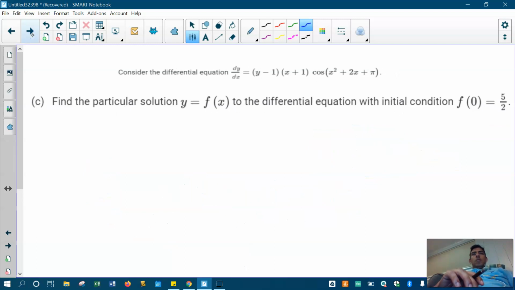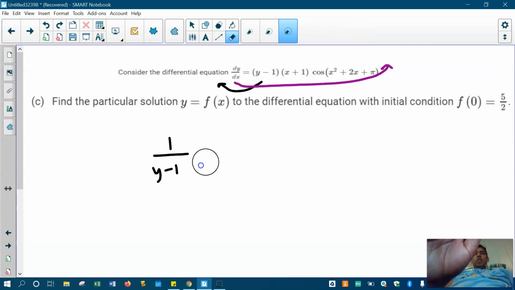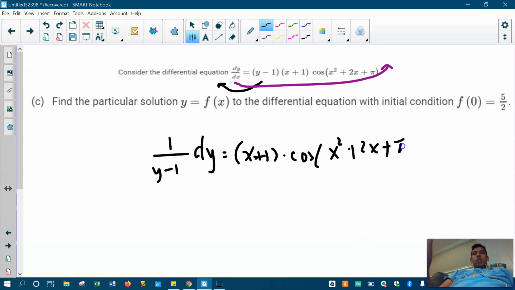Next. Okay, now find the particular solution. Let's see here. For the particular solution, we gotta move this guy over here. Again, particular solution is separating and integrating. I gotta get that dx over here, and y minus 1 on the other side. So let's go and do 1 over y minus 1 dy equals, oh gosh, that would have been horrible, x plus 1 times the cosine of x squared plus 2x plus pi.